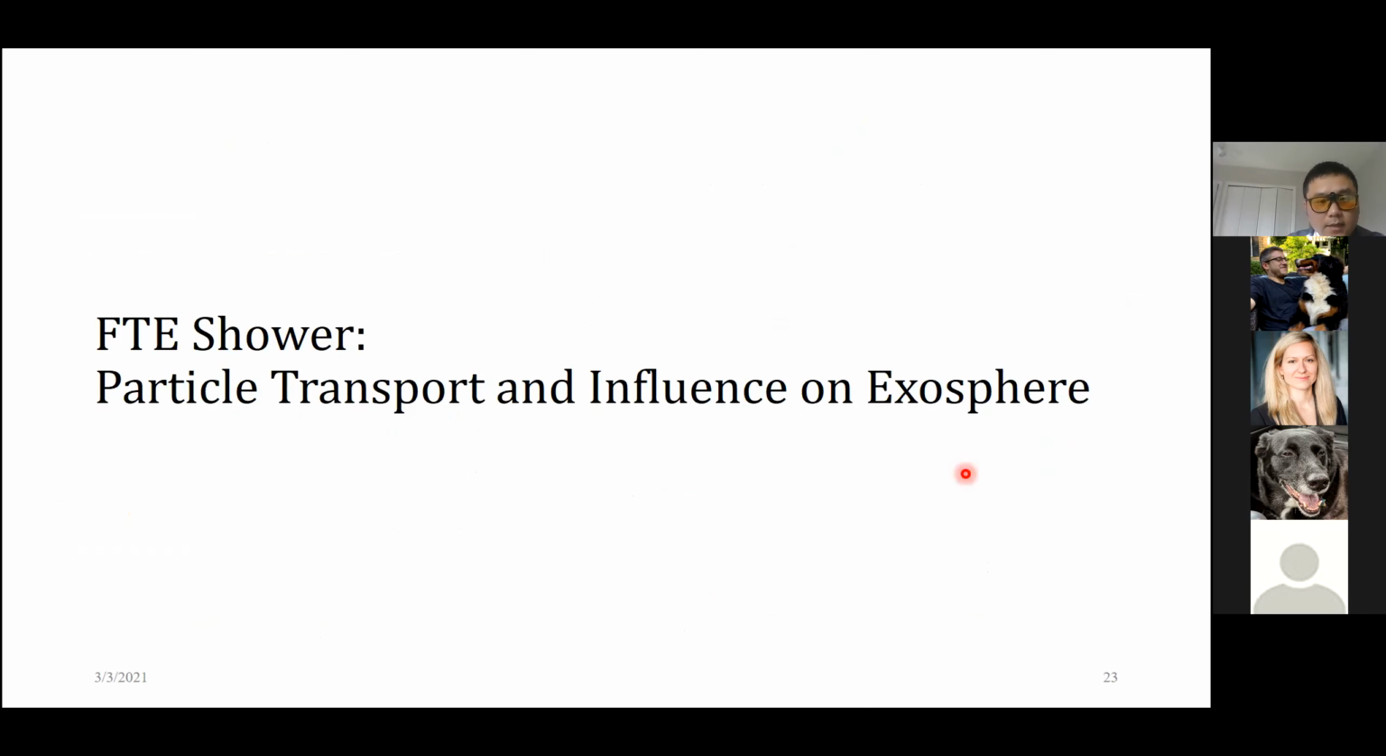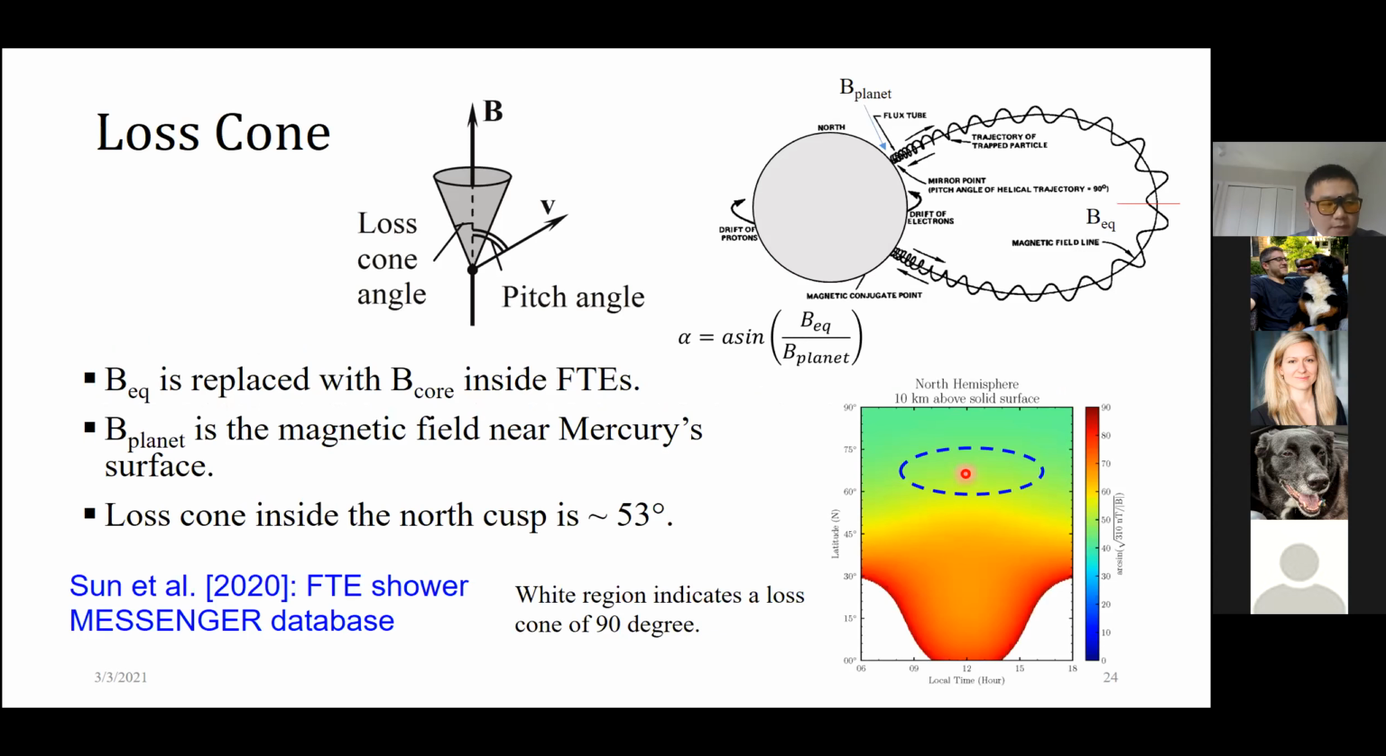Okay, so let's move to the last topic that I want to discuss: how the FTE shower particle transport influences Mercury's exosphere. First, let me briefly introduce the loss cone. I think everybody is familiar with the loss cone. Particles within the loss cone will be lost. For Earth's magnetosphere, the particles will precipitate into the upper atmosphere. For Mercury, they will precipitate into the planet's surface.